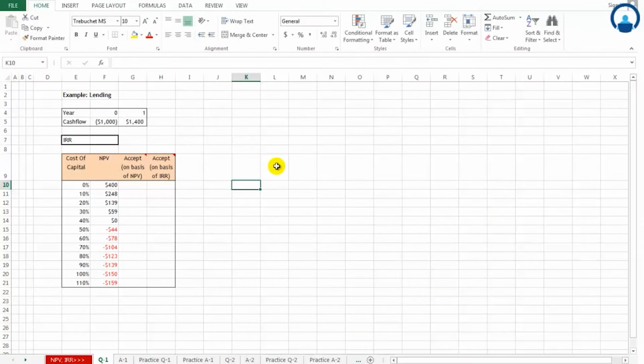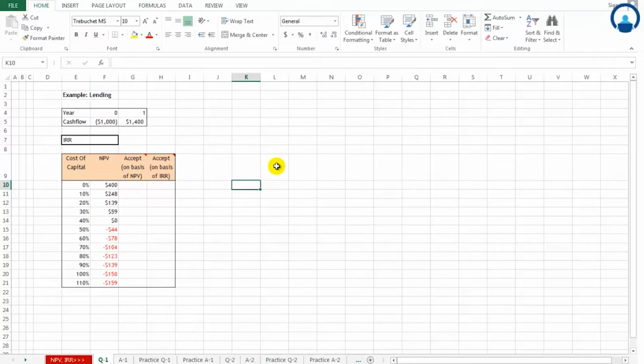What is IRR? What is internal rate of return? It is the rate of return that equates the present value of the project's estimated cash flows with the PV of the project's cost. So basically it means that this is the rate which sets the NPV of the project to 0. When the NPV of the project is 0, that discount rate is basically the IRR of the project.